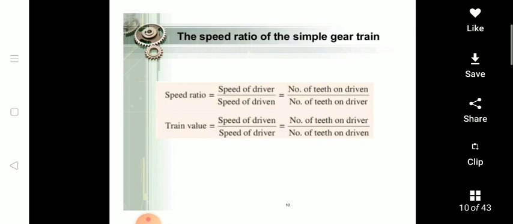So the speed ratio, the speed of the driver to the speed of the driven, is equal to the number of teeth on the driven to the number of teeth on the driver. As well, we can calculate the train value as the speed of the driven to the speed of the driver, which is equal to the number of teeth on the driver to the number of teeth on the driven.